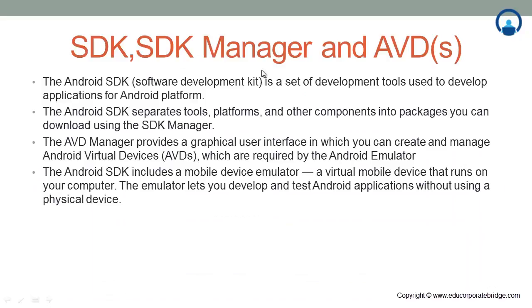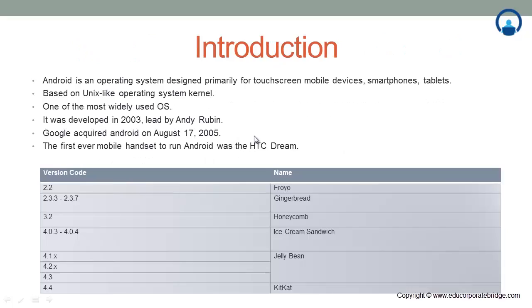Now, what is SDK Manager? SDK Manager separates tools, platforms, and other components into packages you can download using the SDK Manager. Suppose these are the releases which Android was having, starting from 2.2, then 2.3, then up to 4.4. SDK Manager will be having all the SDKs for 2.2, SDK for 2.3, SDK for 3.2, and up to 4.4. And each SDK has certain enhanced functionalities which previous versions were not having.